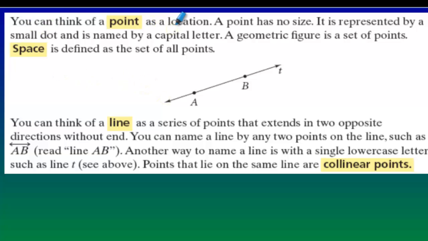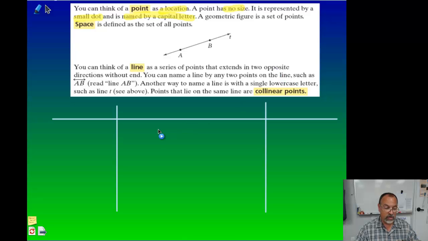You can think of a point as a location. A point has no size. It is represented by a small dot. It is named by a capital letter. So in these few sentences, we have 4 characteristics that you need to know about a point. Okay? A point, first of all, is a location. It's a way we represent a location.